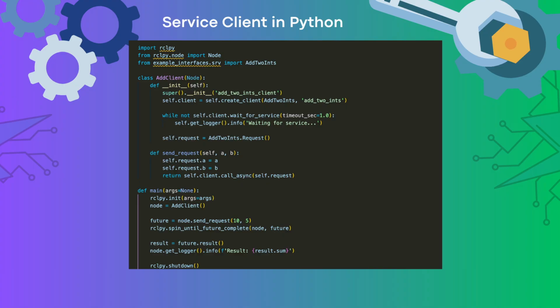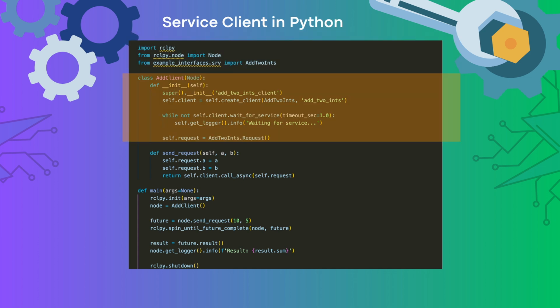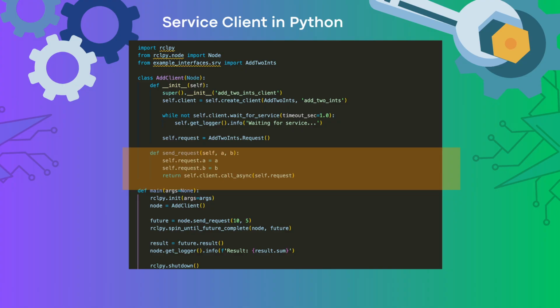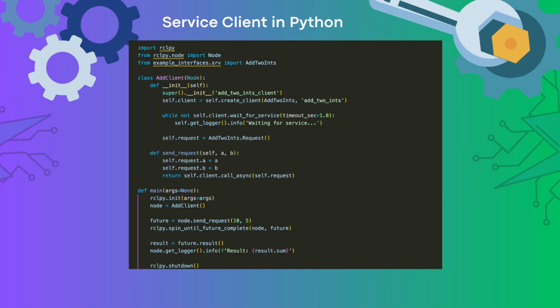Now let's create the service client, the part that sends the request. Again, we start with the same imports. Then we define our client node. We connect to the service named add2ints and then we wait until the server is actually available. Once the service is ready, we prepare a request object. Finally, the main function sends a request. Once the service responds, we print the result. So together, the server performs the addition and the client asks for the calculation.